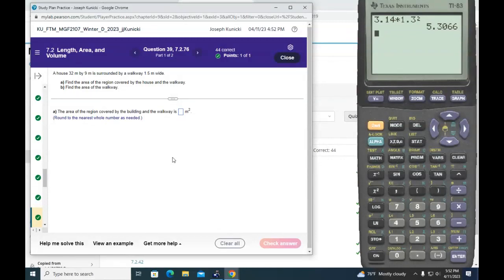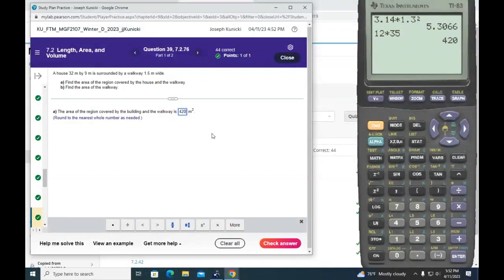So can you see that this dimension is 9 plus 3? Because there's two sidewalks. And this one is 32 plus 3, because it's got two sidewalks. So the total area of the house and the sidewalk is 12 times 35. 420 square meters.